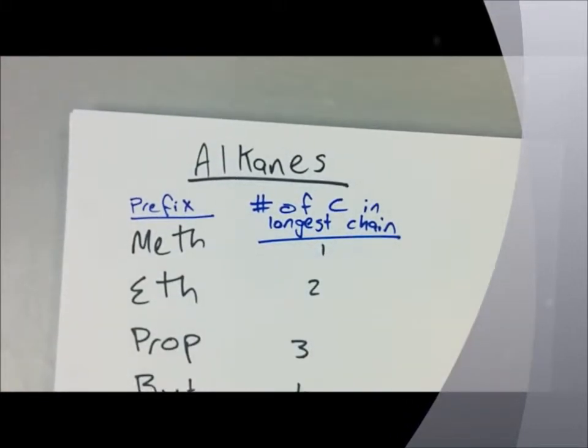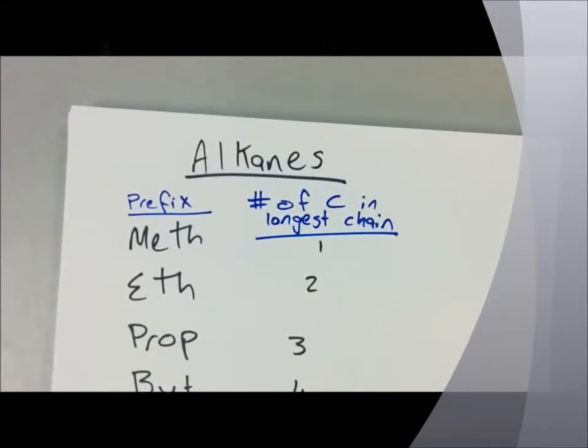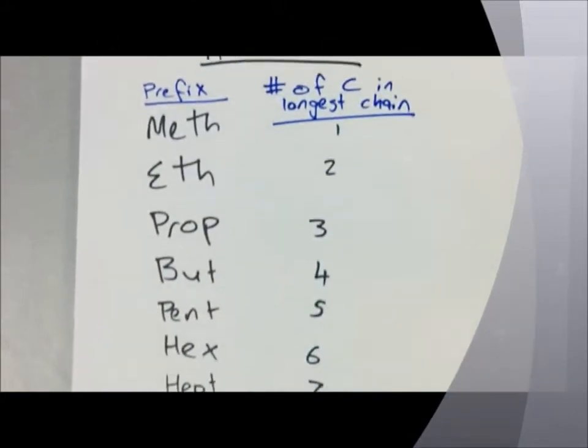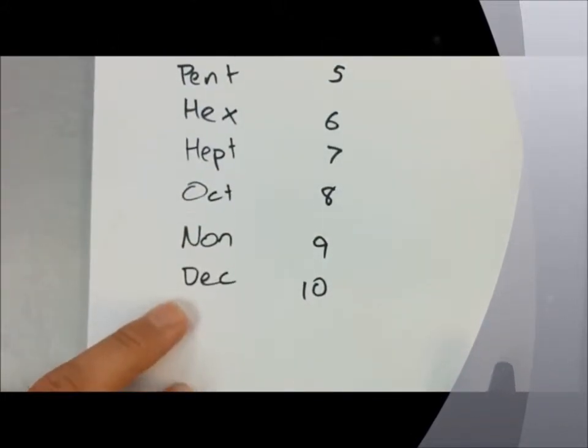So you count the number of carbons in the longest chain. I'll give an example soon. So it's 1, 2, 3, and you need to know all the way up to 10.